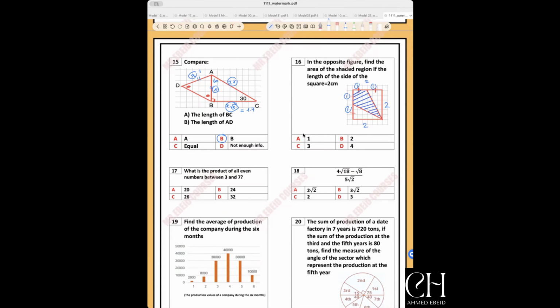To find the area of the shaded region, you'll find the area of the whole square minus the area of the two triangles. You know that the area of the square formula is side squared. So to find the area of the square, it's 2 times 2, which equals 4. To find the area of both triangles, you know that the area of a triangle is half times base times height.